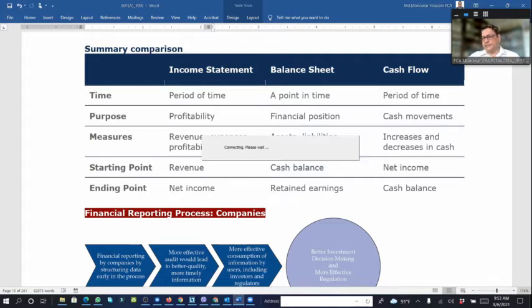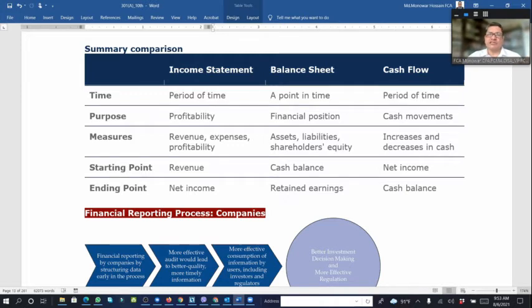How do we measure it? In the income statement we measure revenue, expense, and profitability. In the balance sheet we measure assets, liabilities, and shareholders' equity. And in cash flow, the increase and decrease of cash. The starting point in the income statement is revenue, and the ending point is net income or loss. In the same way, the balance sheet starts from cash and closes with retained earnings. Cash flow starts from net income in the indirect method, and the closing cash balance is the last point.